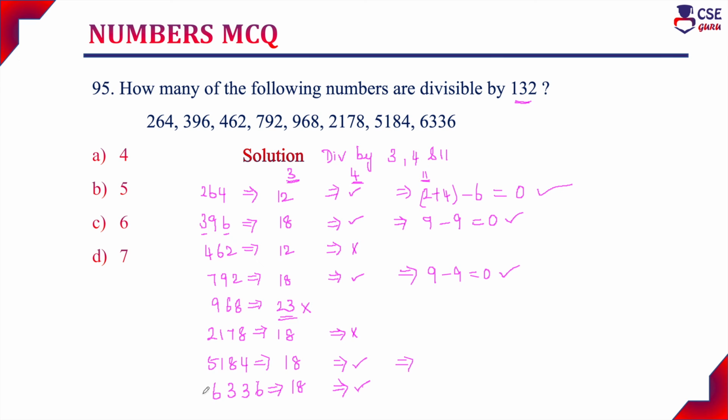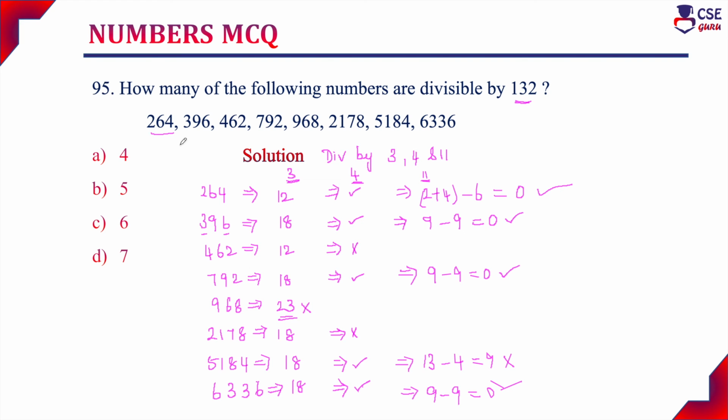Next, 5184. The sum of the odd digits is 5 plus 8 minus 1 plus 4. So that is 13 minus 4. So the difference is 9. So it is not divisible by 11. Next, the sum of the odd digits is 9 minus the even digits, which is also 9. So 9 minus 9, the difference we get is 0, and this number is also divisible by 11.